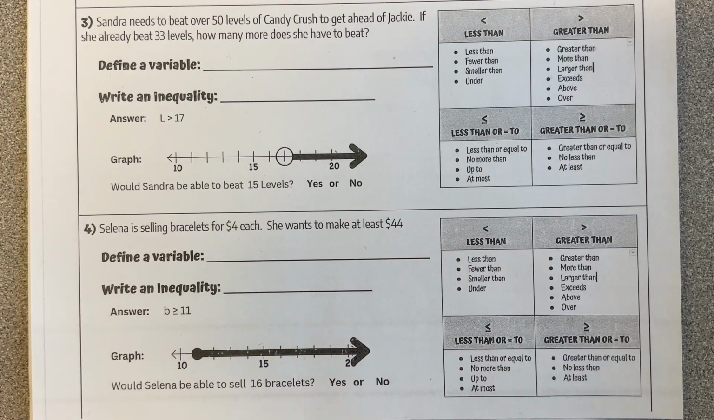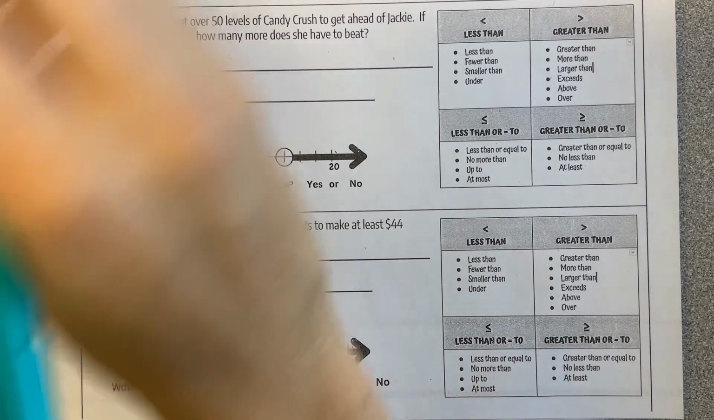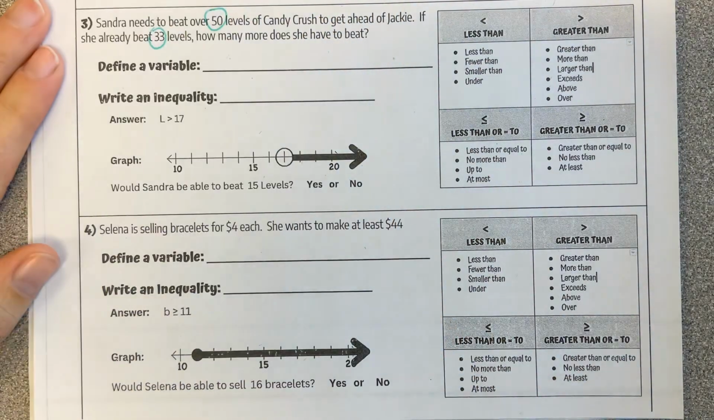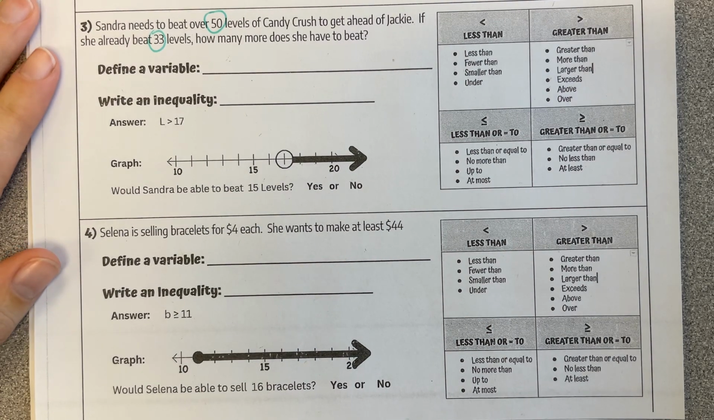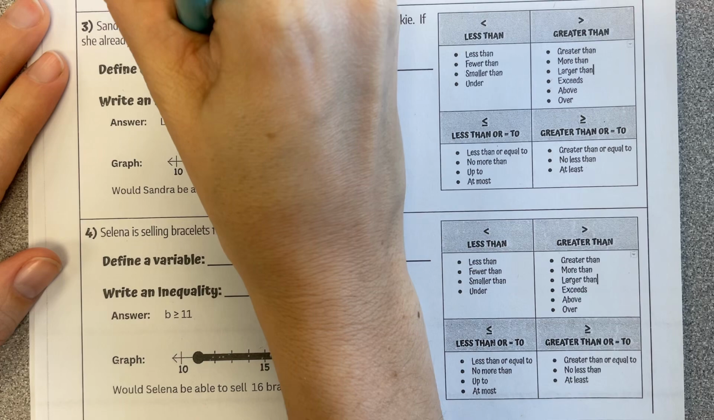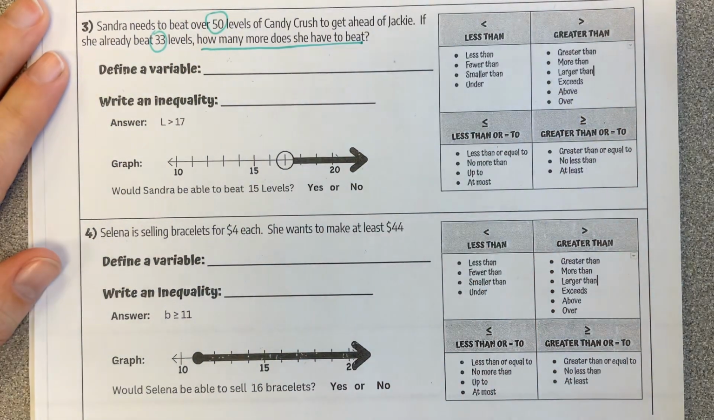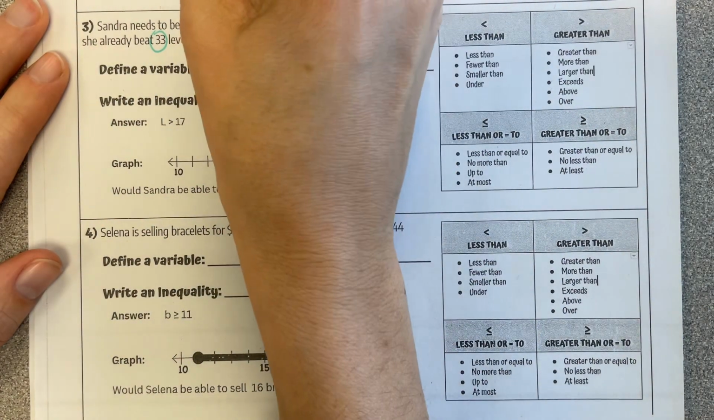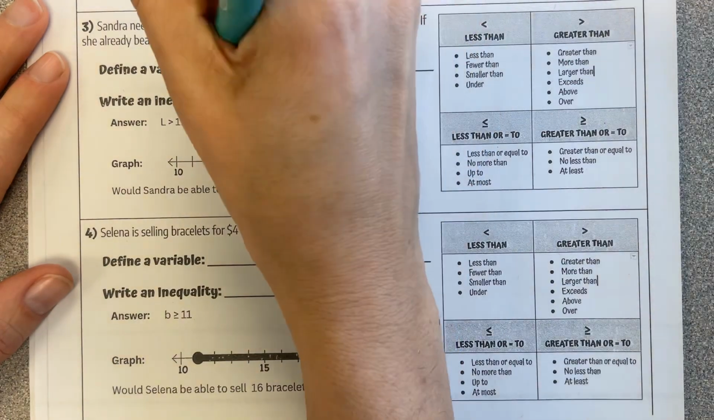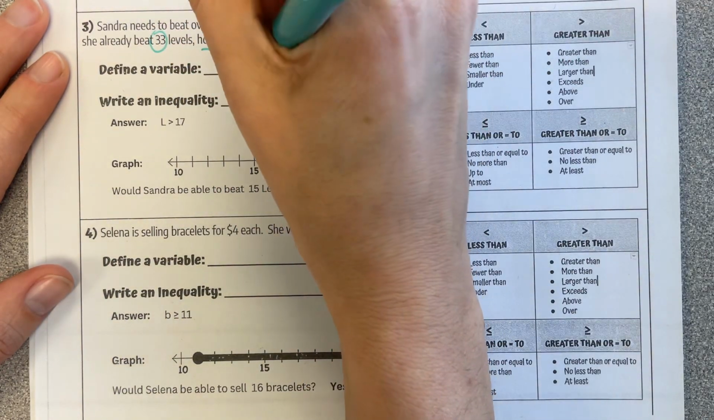Okay, number 3. Sandra needs to beat over 50 levels of Candy Crush to get ahead of Jackie. If she already beat 33 levels, how many more does she have to beat? So I circled my numbers. I'm going to look at the question. How many more does she have to beat? Well, what are we talking about there? We're talking about the levels. So I'm going to say L equals levels.